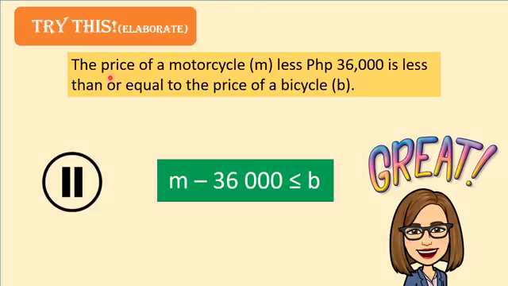So we have to identify the two variables. Our variable here is the price of a motorcycle represented by M. And the second one is the price of a bicycle represented by letter B. Now our operation to be used is, exactly, subtraction because of the keyword "less." And of course, our inequality sign to be used is less than or equal. So this is the correct answer. So that's it.